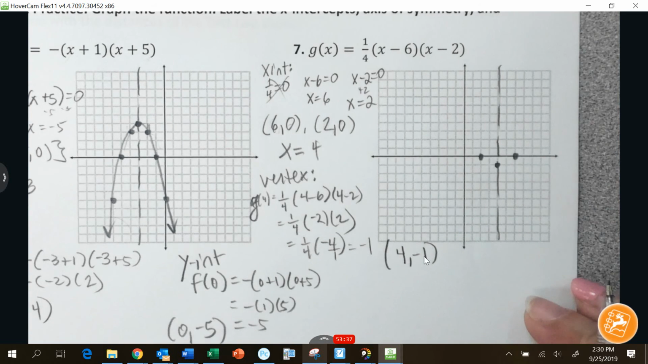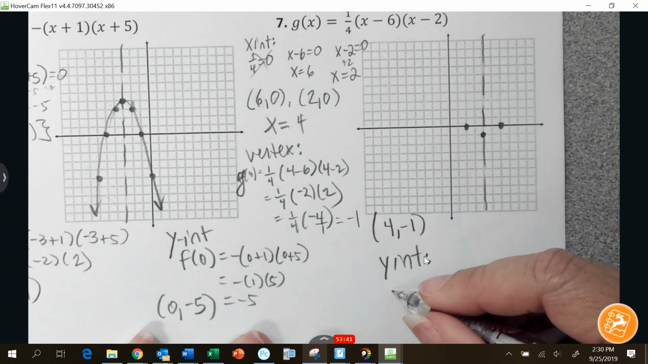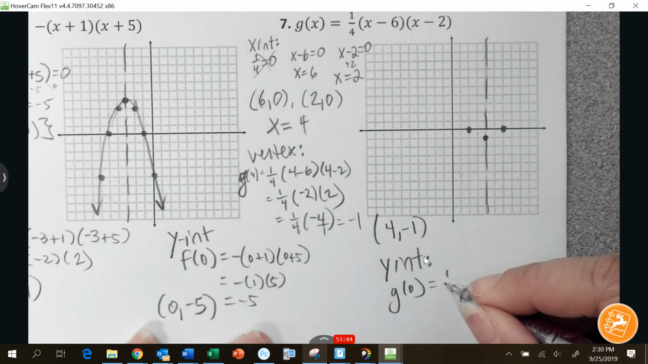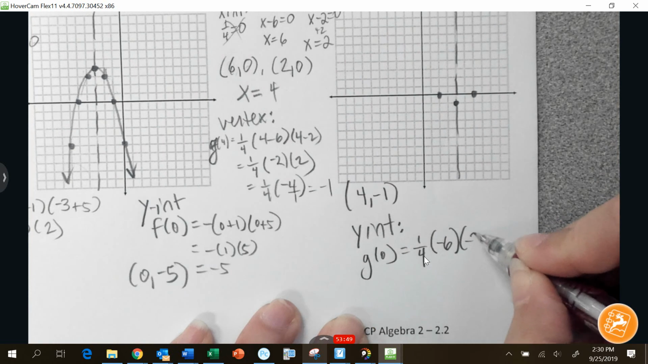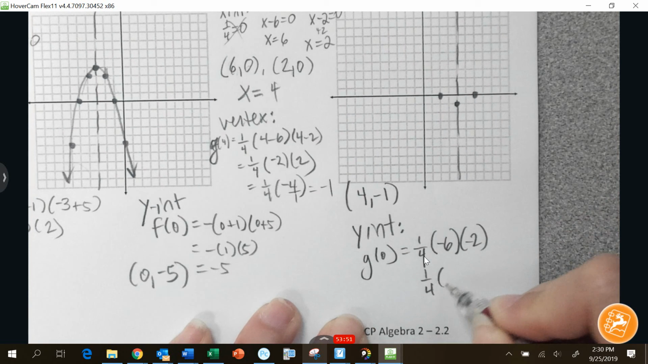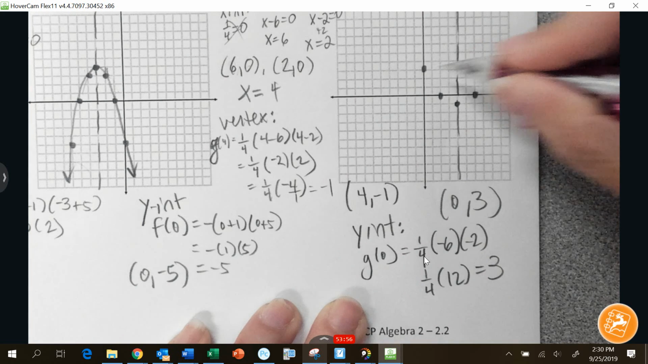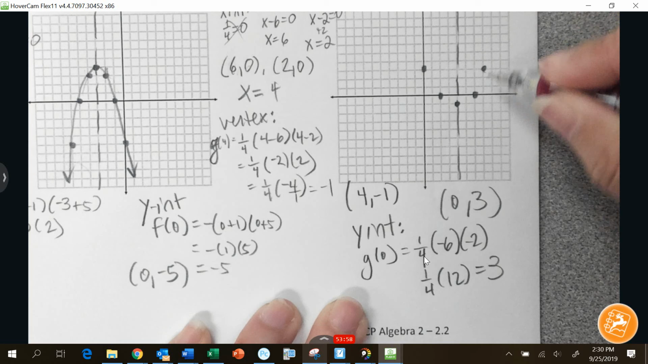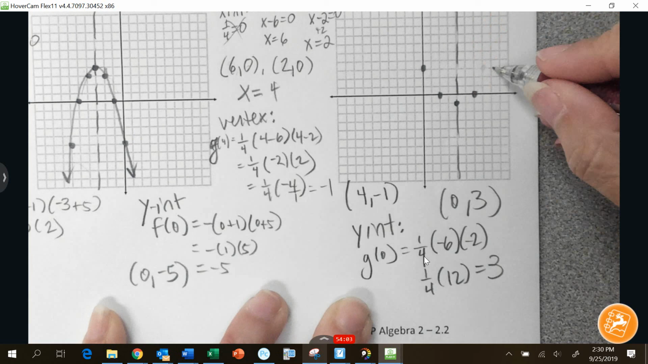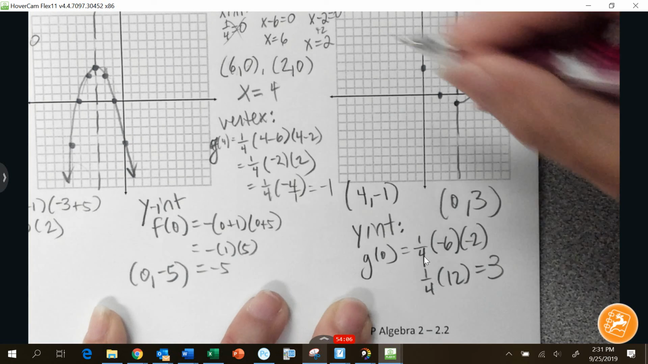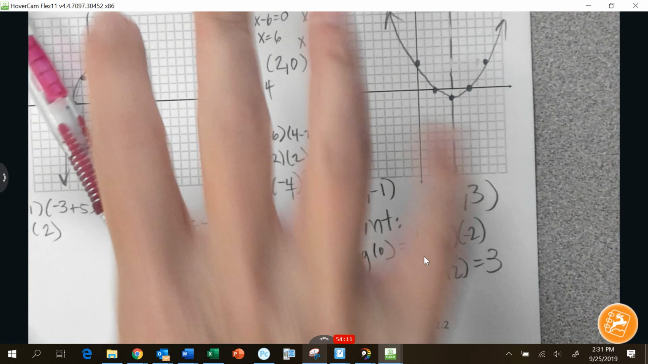And what's another point we could find? So we'll do g of 0. So 1/4 times negative 6 times negative 2. 1/4 of 12 is 3. (0, 3). So make sure it is spaced the same on both sides of the axis of symmetry, because I messed that up at first.